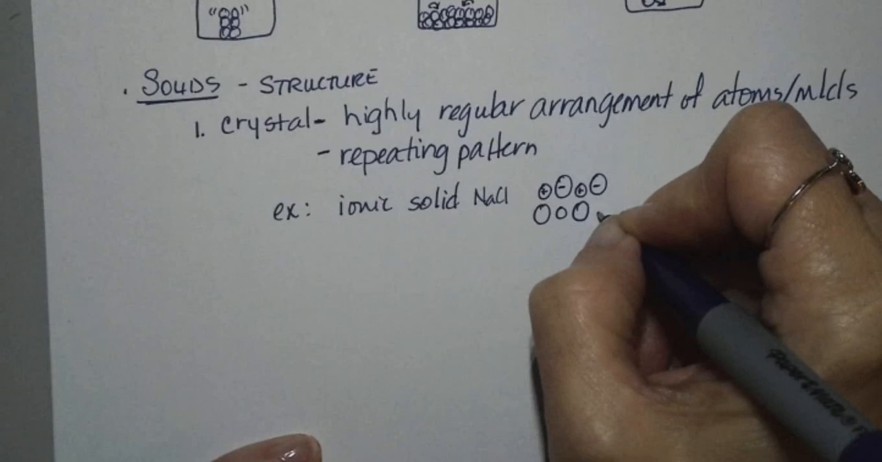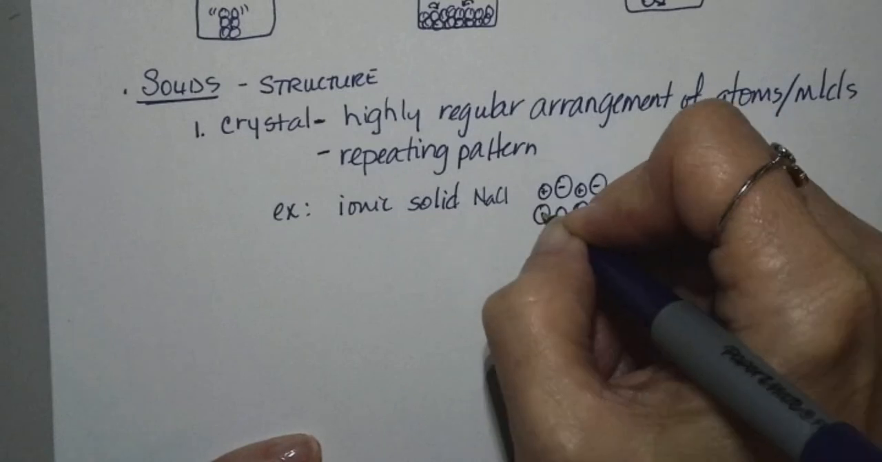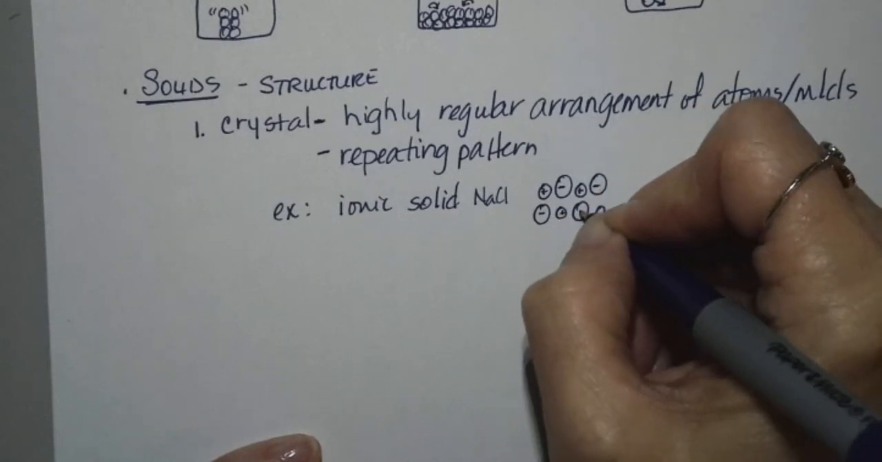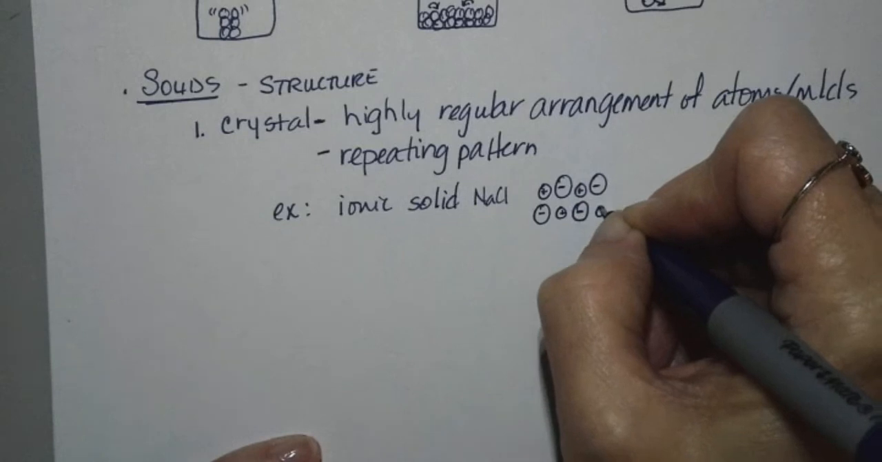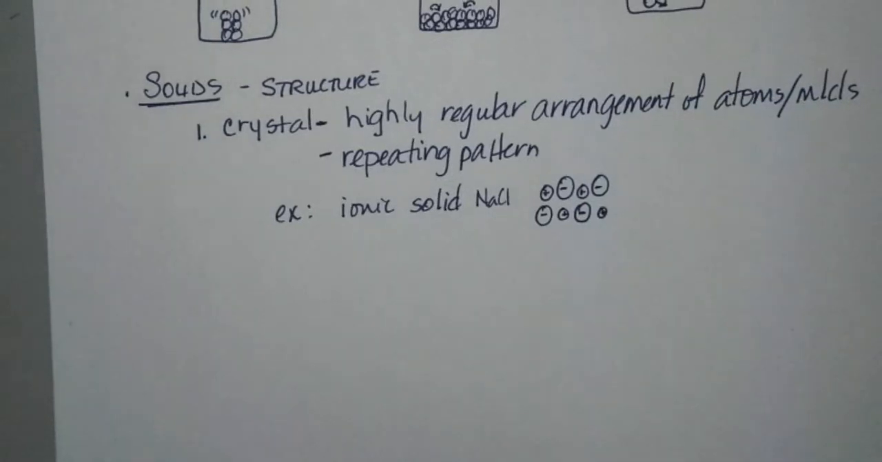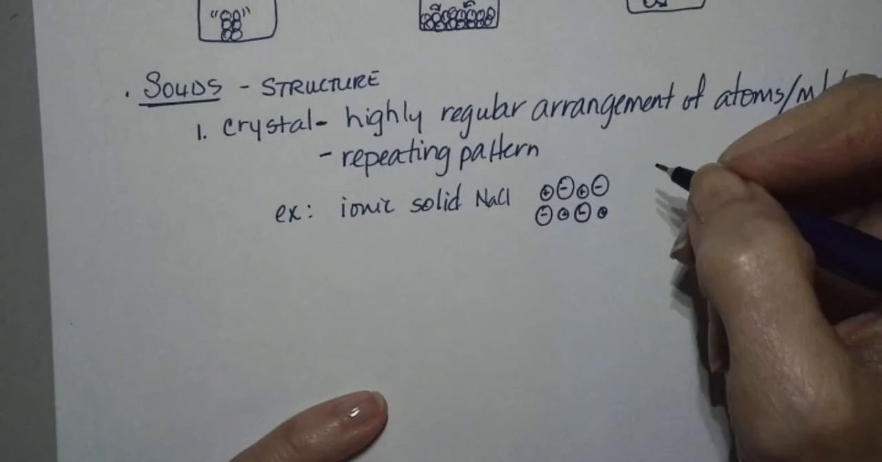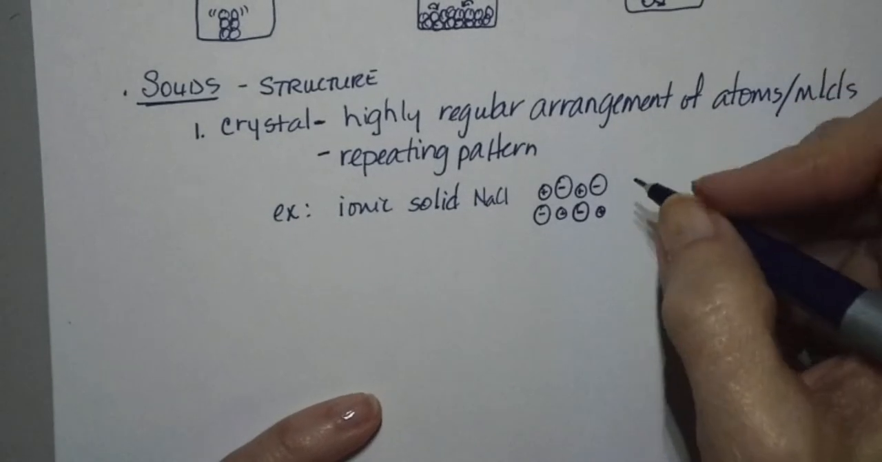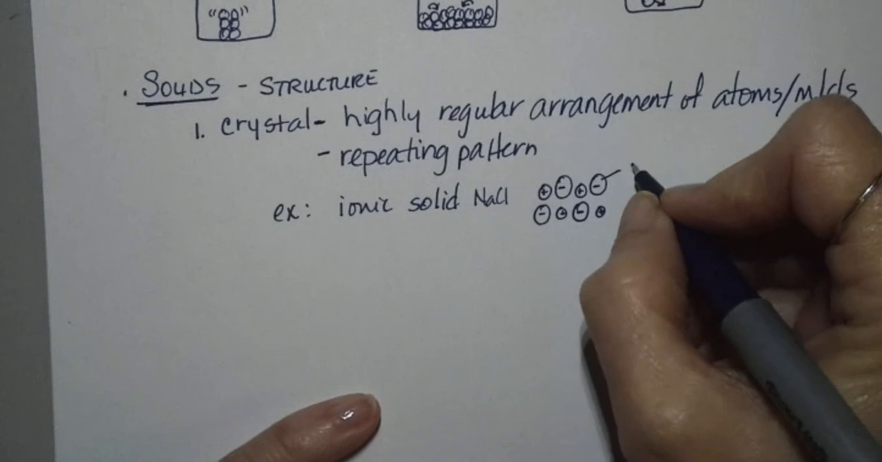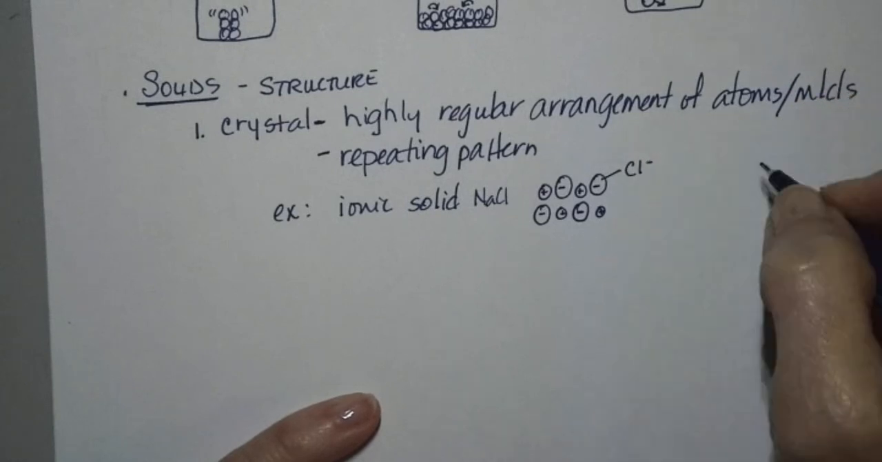Okay, so you have this highly regular arrangement of these. So when they have you draw this, and this could very possibly be something that they'll have you draw, you need to understand that the negative ion is going to be bigger, right? And the positive ion's typically going to be smaller because it lost the electrons, right? Smaller, going to bring it in.